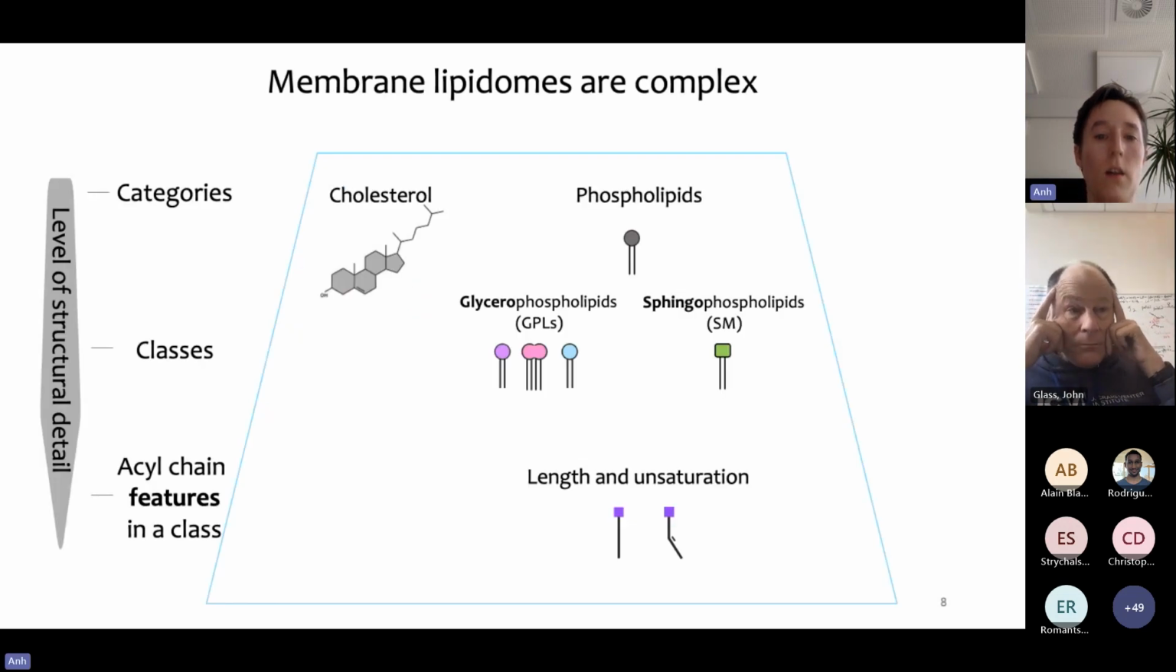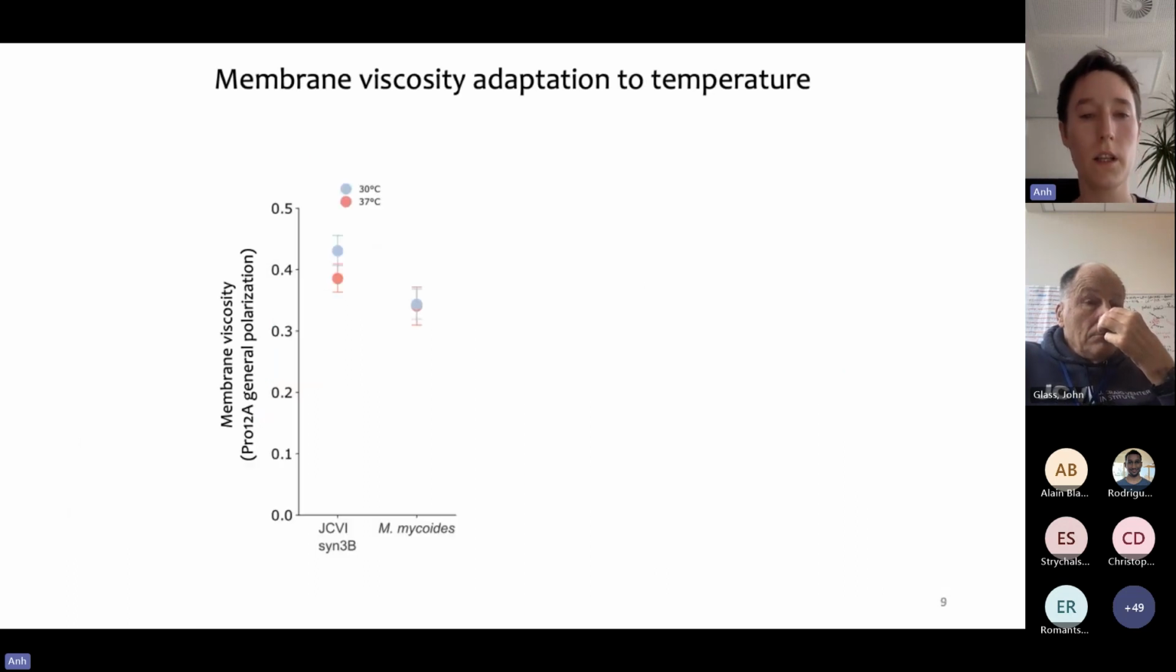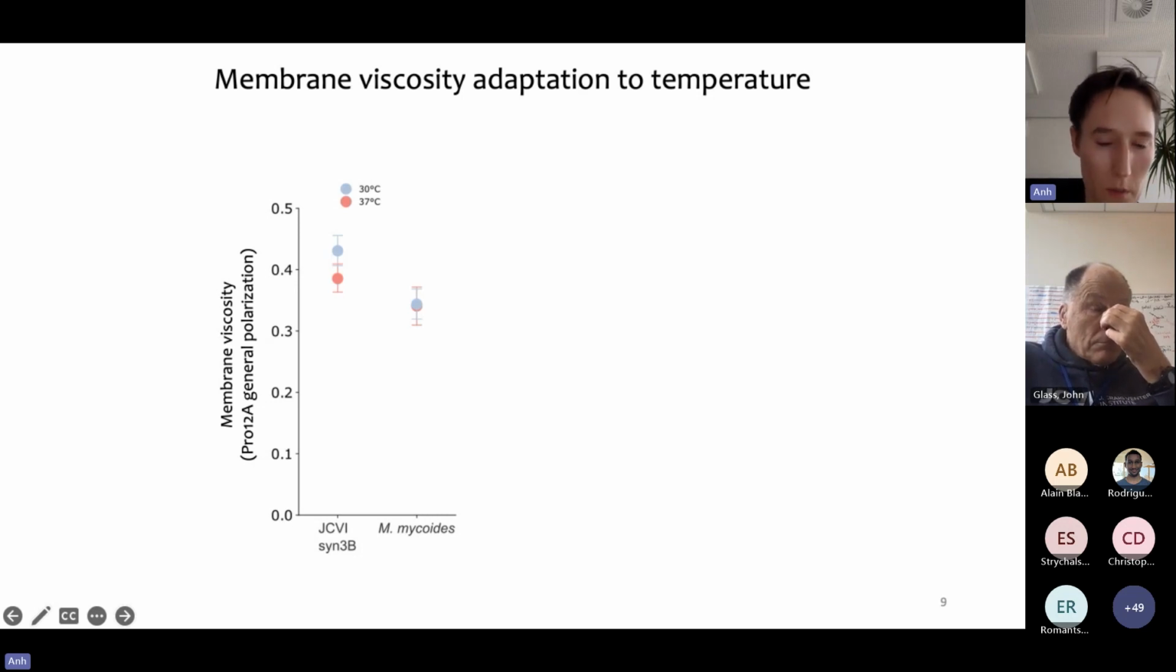So with those lipidomes, we asked ourselves, if they are capable of regulating all of these components and adapting their membrane properties in response to temperature perturbations. What I show you today is a particular example of how these bacteria maintain their membrane viscosity when they are grown at two different growth temperatures. One is 37 and another one is a lower, 30 degrees.